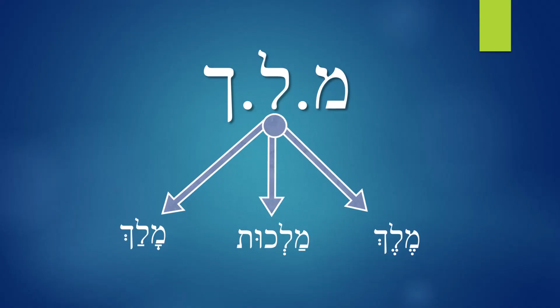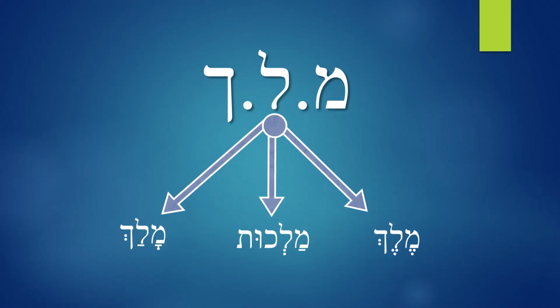So by adding suffixes or prefixes to that root or changing vowel patterns, you change what the verb communicates. You change the functional meaning, but the core meaning is still the same. For example, here we have this root, mem, lamed, kaf. Now, mem, lamed, kaf, this root carries the meaning of to rule, to reign, to exercise kingship.